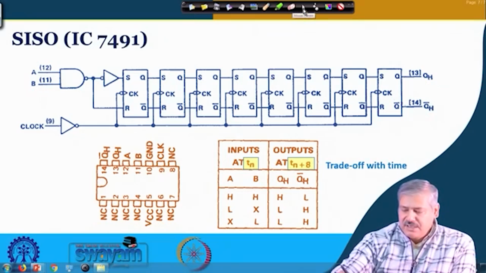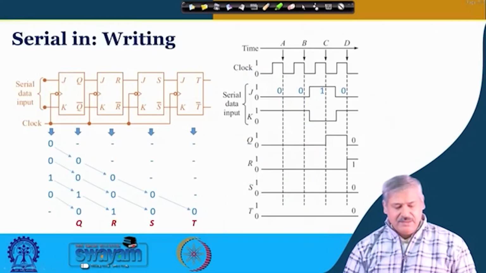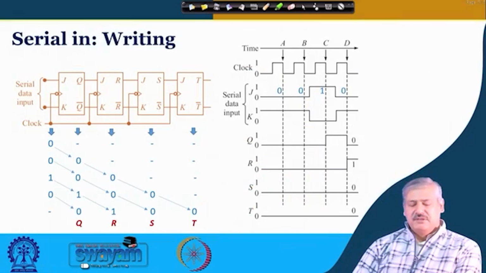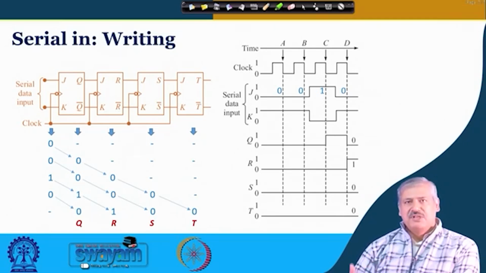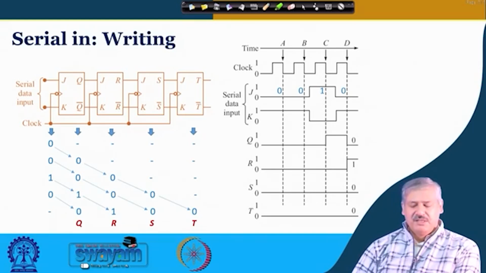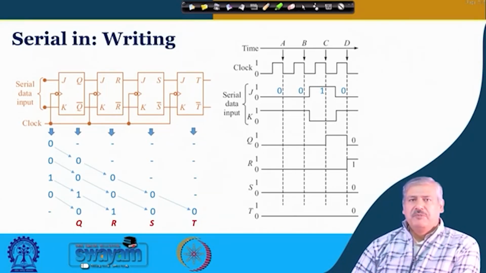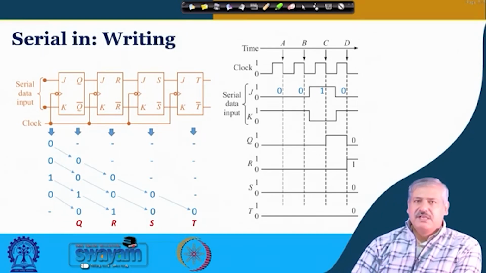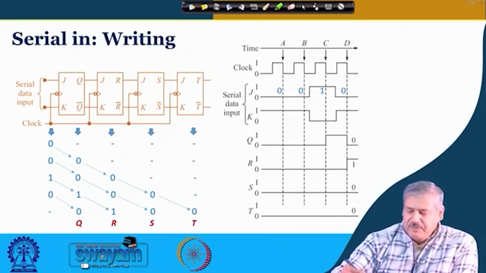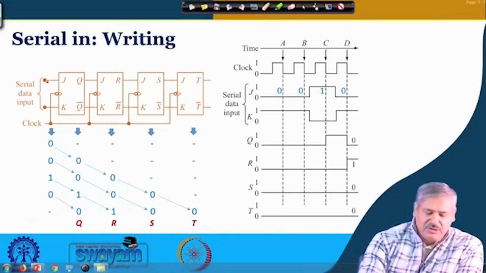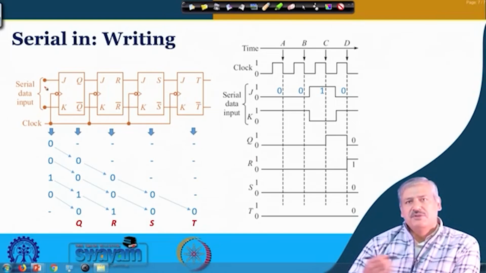Now, let us look at how such a SISO circuit can be used for writing. Here we look at an example where we can use any type of flip flop depending on our requirement. Here we are using JK, we shall see an example with SR also, D we have just seen. In the JK flip flop, we are making sure that whatever is placed at J, K will be just opposite of it.